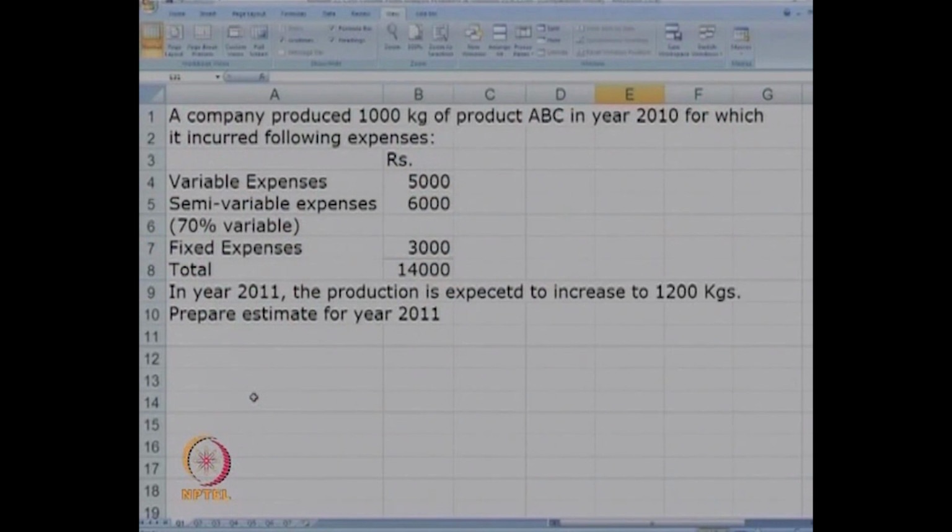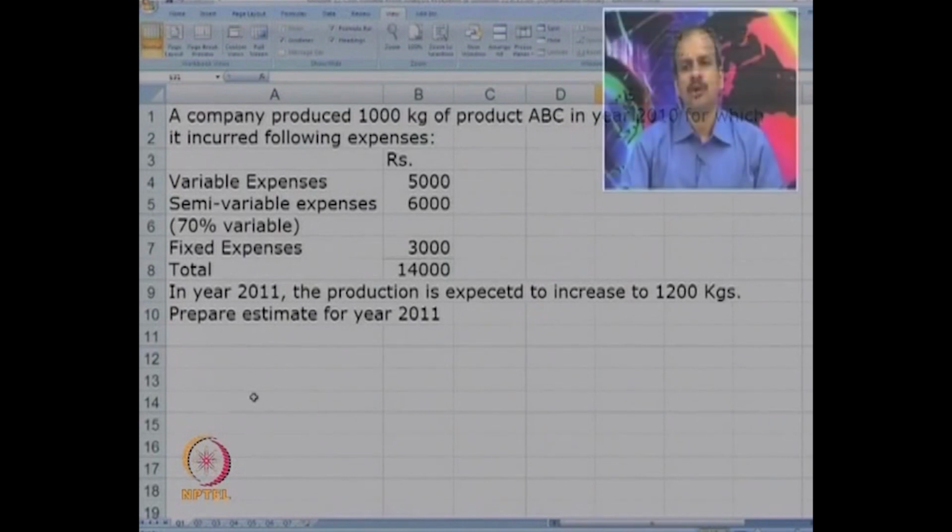First one, you can see that the company produced 1000 kgs of product ABC in year 2010, and these are the estimated expenses. Variable cost is 5,000, semi variable expenses 6,000, which has 70% variable component. Fixed costs are 3,000. The total costs are 14,000. Now the production is expected to increase to 1,200. We have to calculate the revised cost for the year 2011.